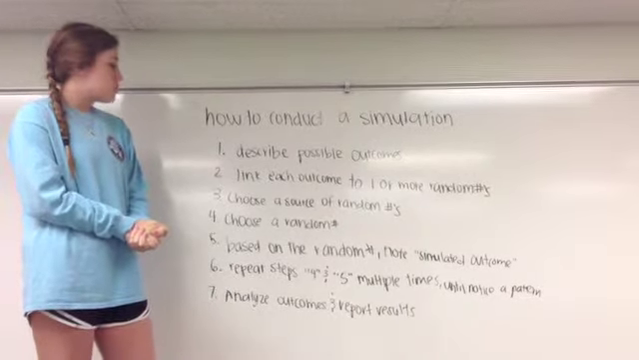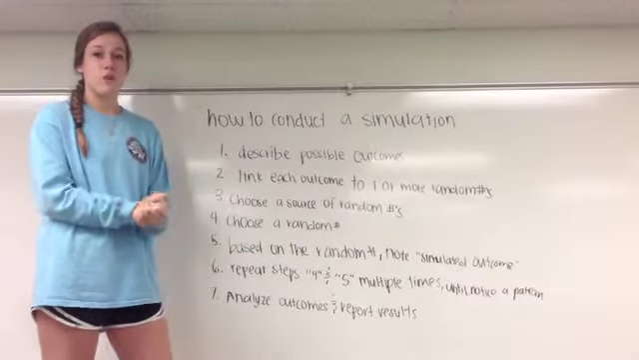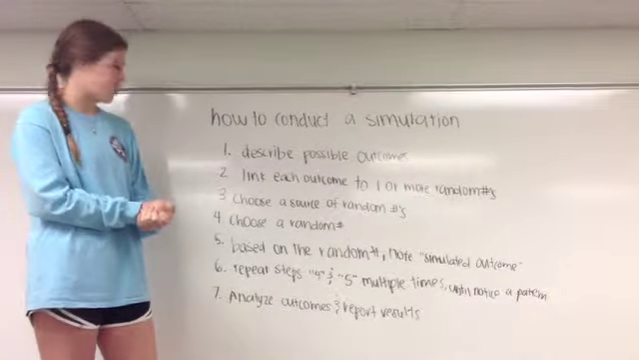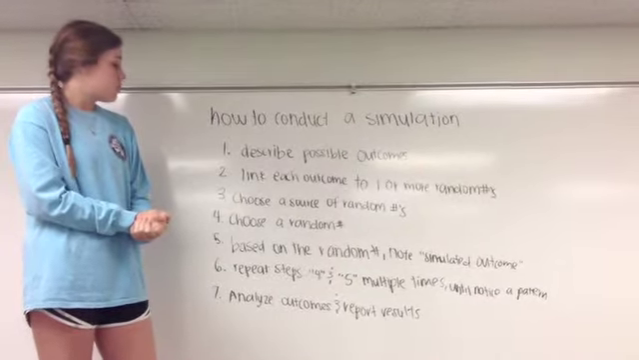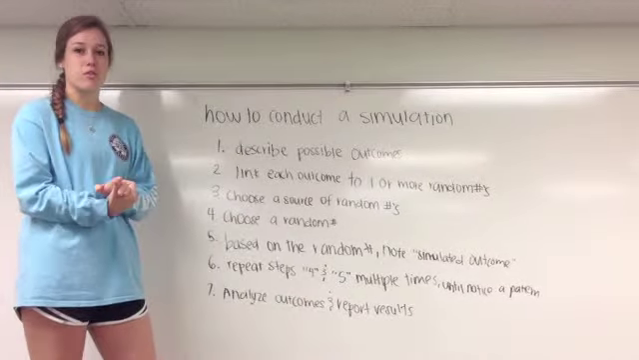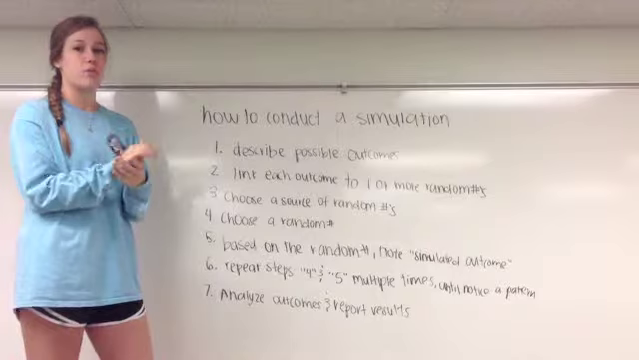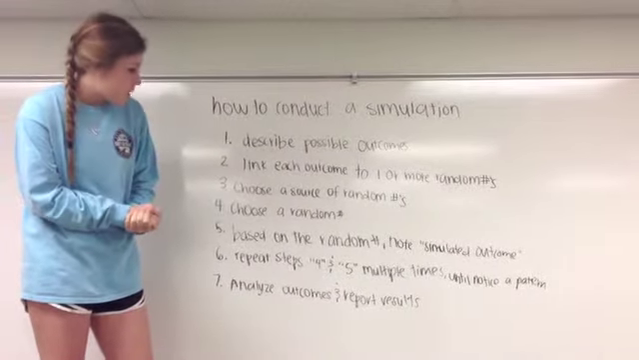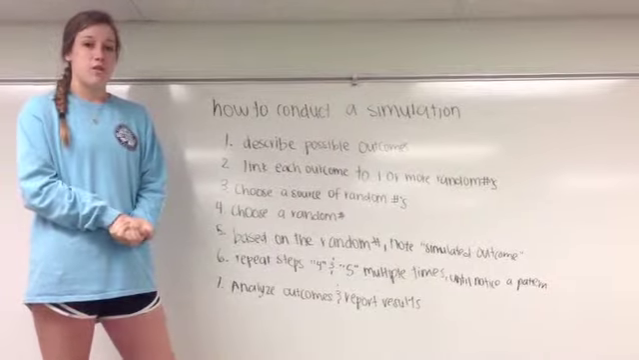The third is to choose a source of random numbers. You can do the random number generator on your calculator, find one on the computer, or use the random digit table. Four, you want to choose a random number. So you either press enter on the calculator and calculate numbers, or you go through the random table and find some. Number five is, based on the random numbers, you note the simulated outcome.